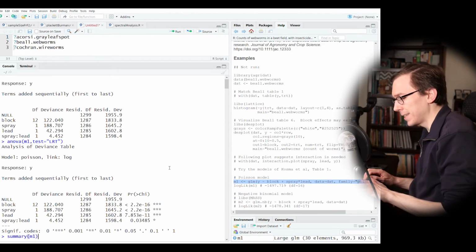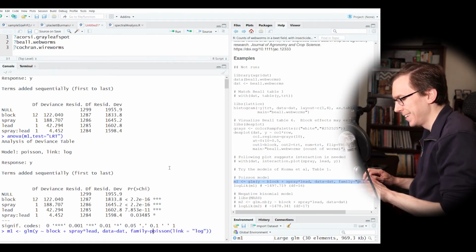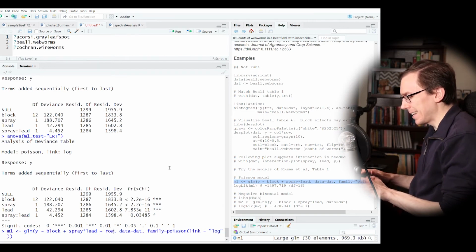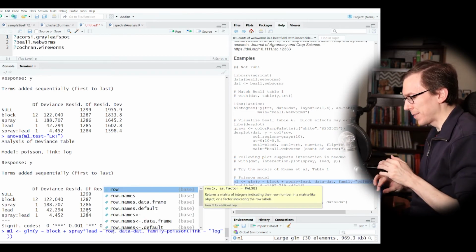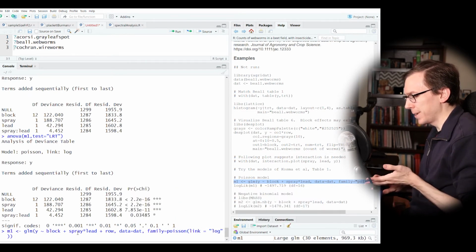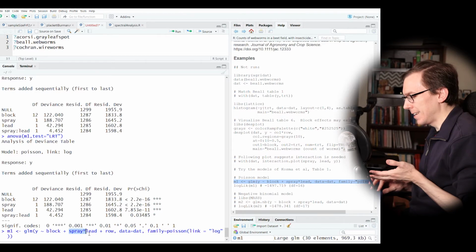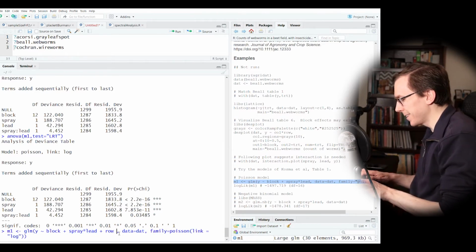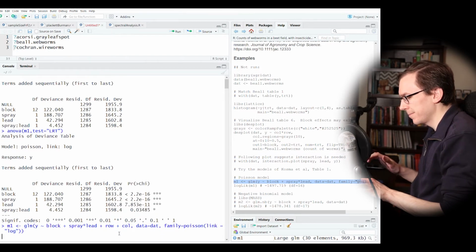Anyway, I'm a little disappointed they didn't include the row and column, because I want to see what happens if we include the row and column. In this data set, I don't think there's anything too profound about the way that they're writing this. They have the block as a separate factor that's not interacting with spray or lead, which are interacting with each other. I don't want that.